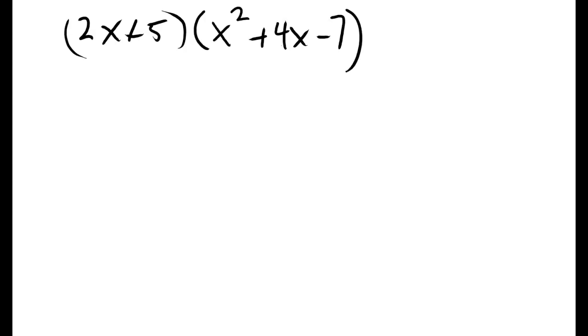Now, if I'm asked to multiply this, I can do this process where I take the 2x times the x squared plus the 2x times the 4x plus the 2x times the negative 7. Then I can do the 5 times the x squared, the 5 times the 4x, the 5 times the negative 7. But that gets really confusing for me. When I write all that out, I start to lose track. You can see my handwriting's not that great.